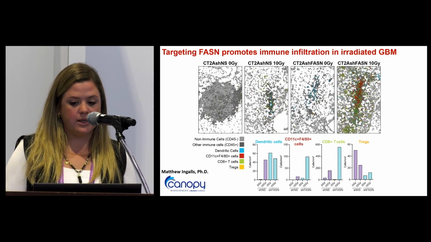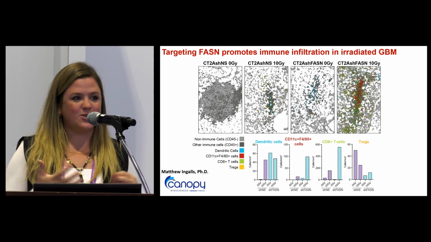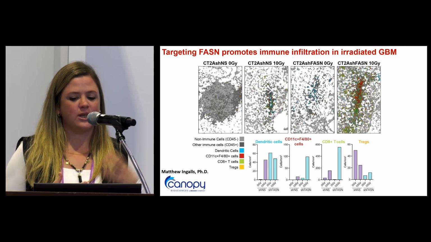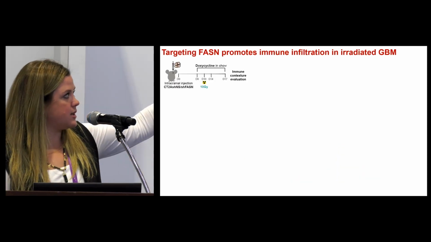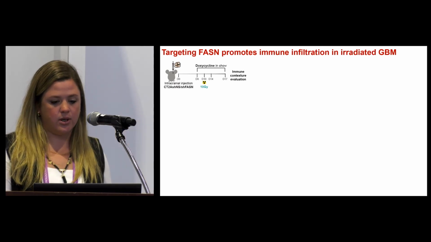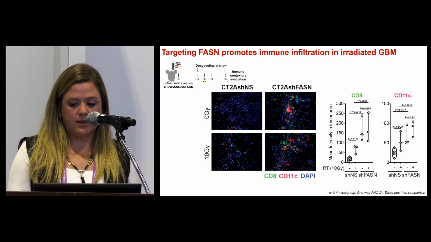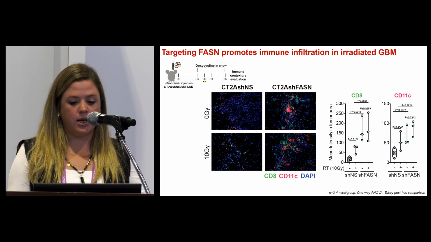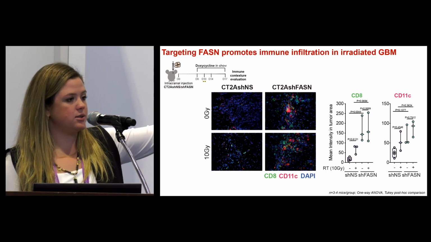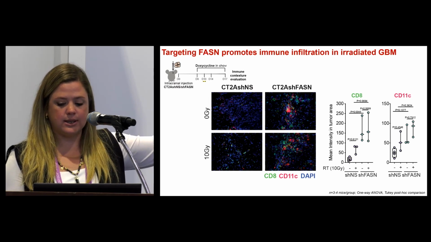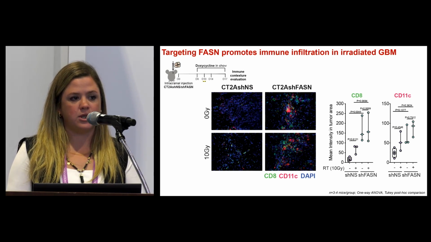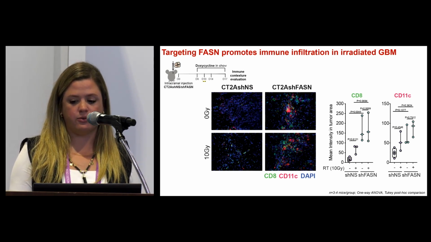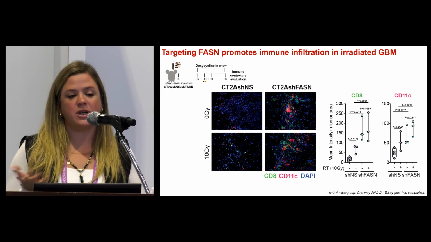So based on these findings, we started to study the immune response in these tumors, and we did a validation in the same samples through immunofluorescence. So as I said, we use the exact same samples, SH non-silencing and SH FASN with radiation. And we could validate that FASN knockdown alone or in combination with radiotherapy is inducing infiltration of CD8 T cells. And also that radiation alone, FASN knockdown alone, or the combination of the two is inducing infiltration of CD11C positive cells, presumably dendritic cells.